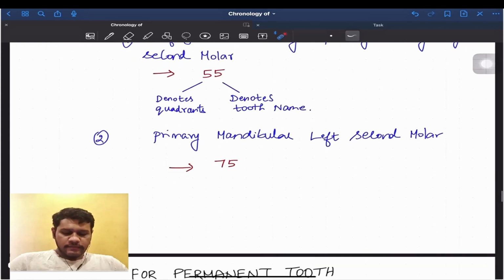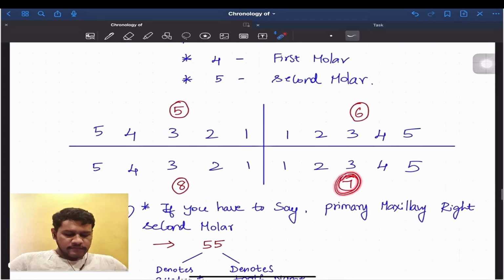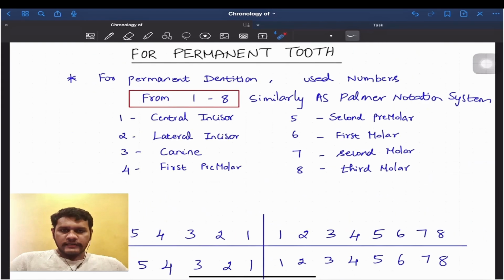This is another example. Primary mandibular left second molar. You can easily say it is mandible, so it can be 6 or 7. Left, so it is 7. Then the second molar is 5, so 7, 5. You can clearly see 7 is left, so the tooth number is 5. It's 7, 5. This is for a primary dentition.